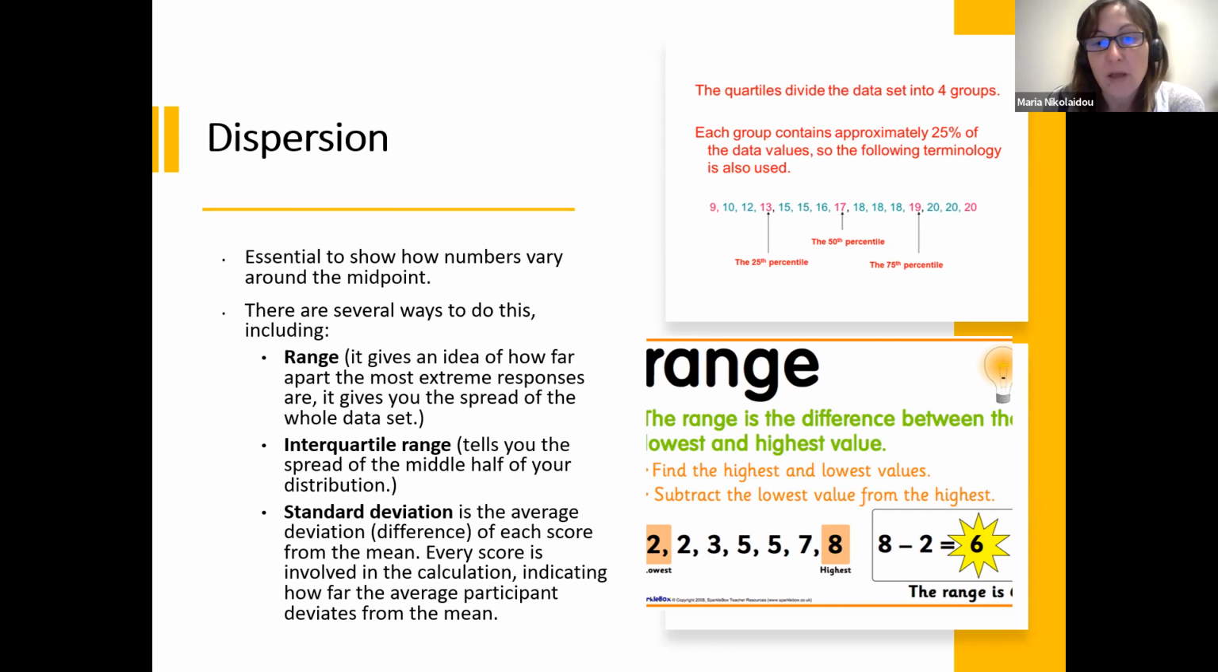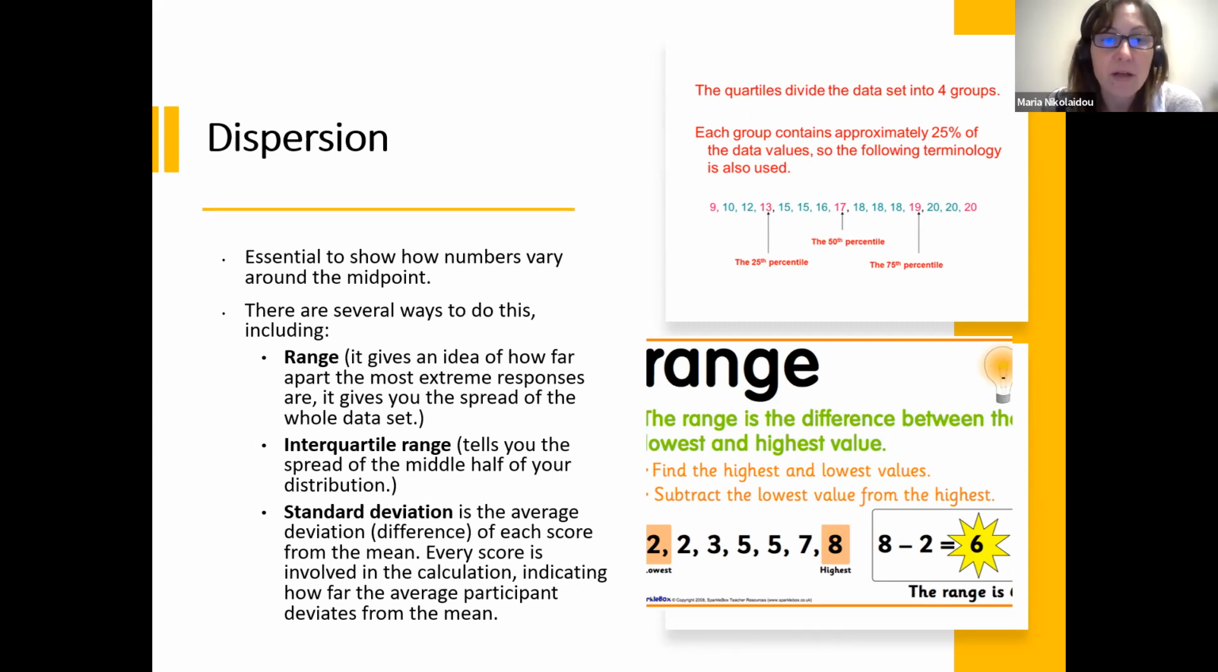For example, I have some responses: 2, 2, 3, 5, 5, 7, 8. We arrange them from the lowest to the highest, take the highest value and subtract the lowest value. That will give us a range of 6.